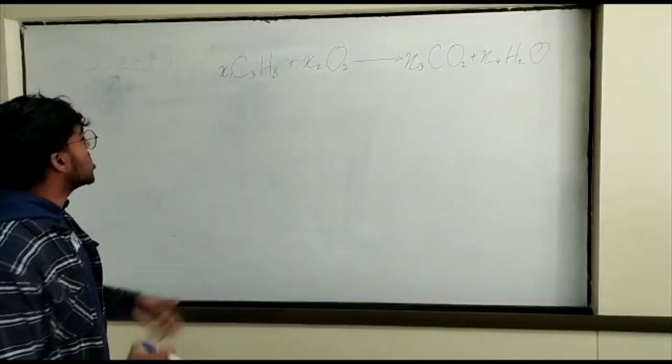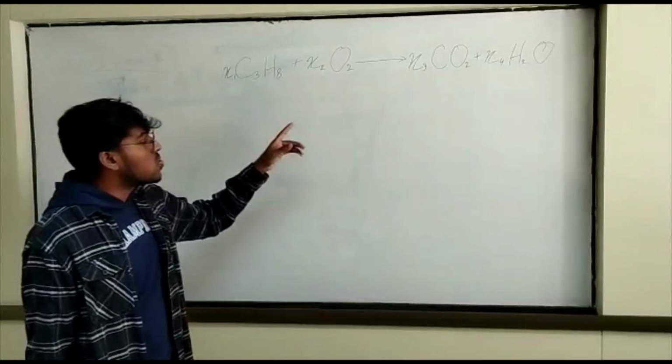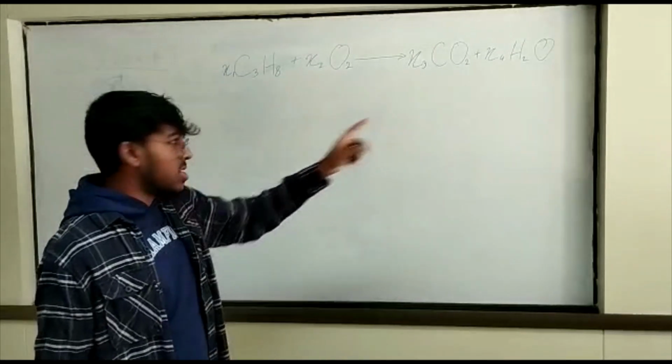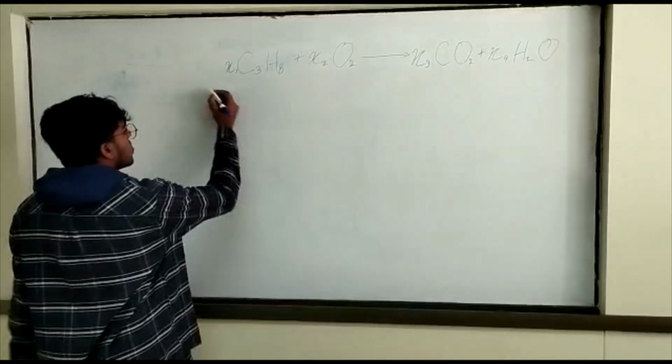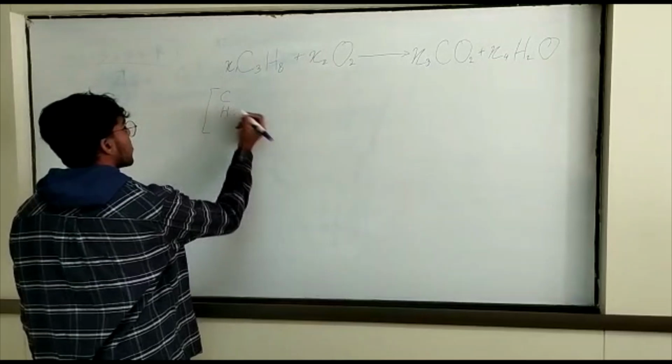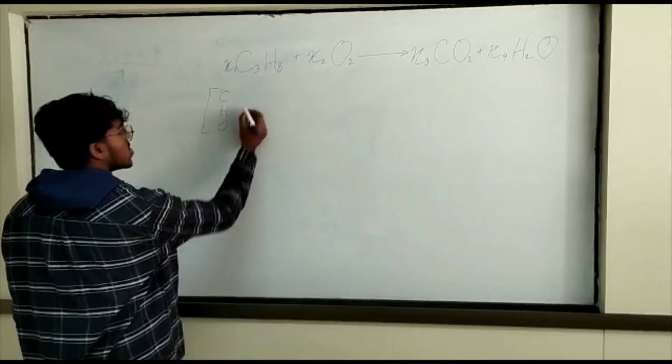Another way to solve the same problem of balancing equations. So here we have this equation: C3H8O2 reacts to give carbon dioxide and water. So we are going to produce this in a matrix form in which C is the first row, H is the second row, and O is the third row.